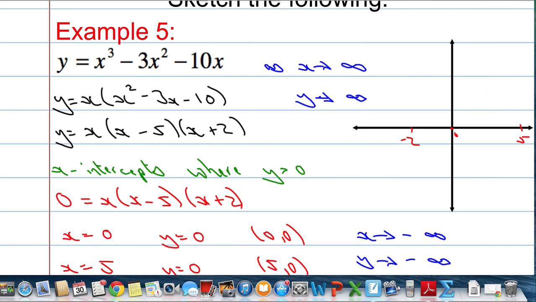Okay, so it should have come up like this. It will turn at some point, and then it's got to pass through this guy, and then it's got to turn again and pass through that guy and head off to infinity. And that's a sketch of that graph.